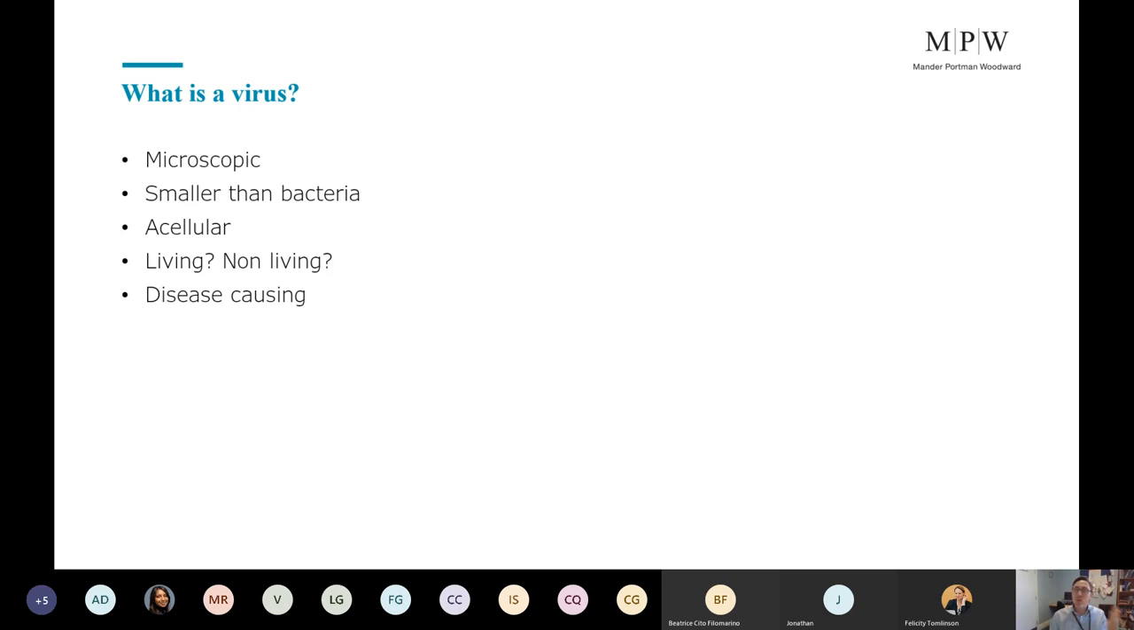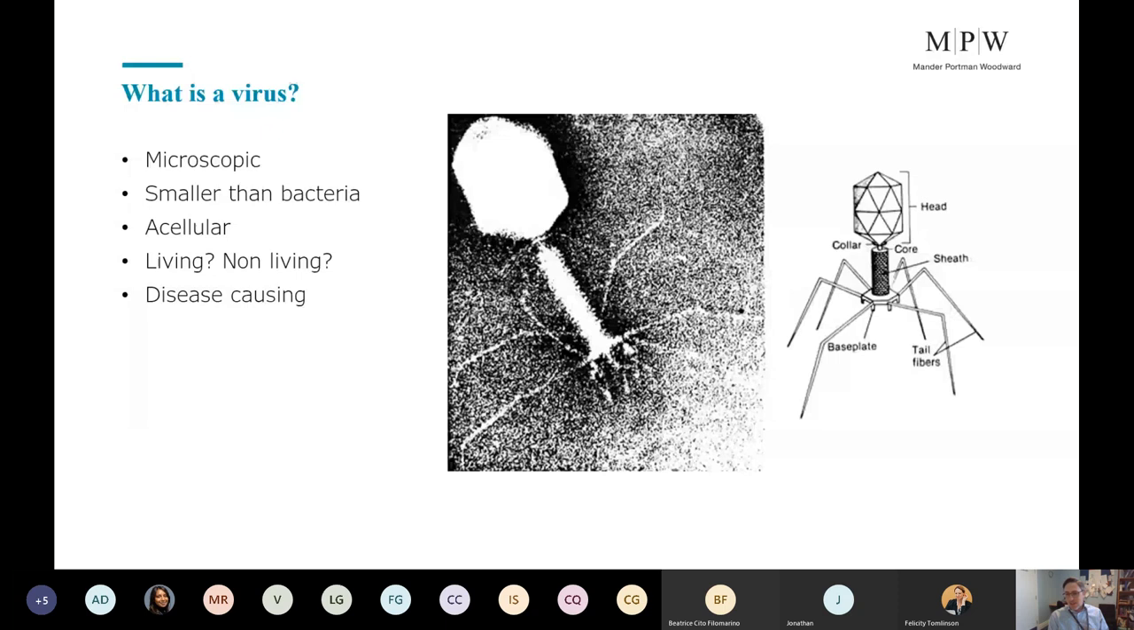Now, I have to share with you, it might sound a little bit strange, but this is the sort of thing that biologists like to talk about. My favorite virus is now on screen. Out of all the viruses, this one is my favorite, and this is known as a T4 bacteriophage.